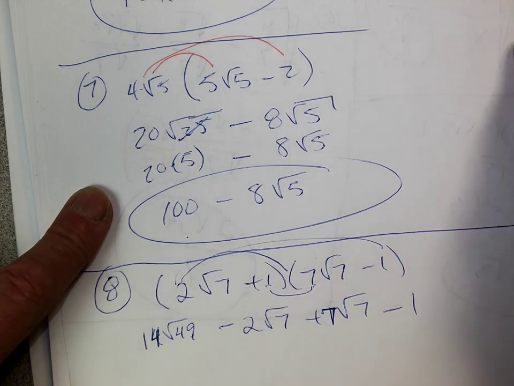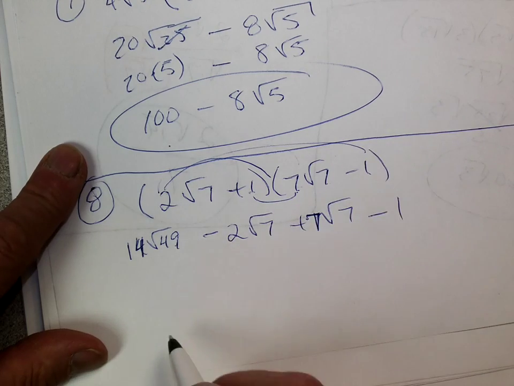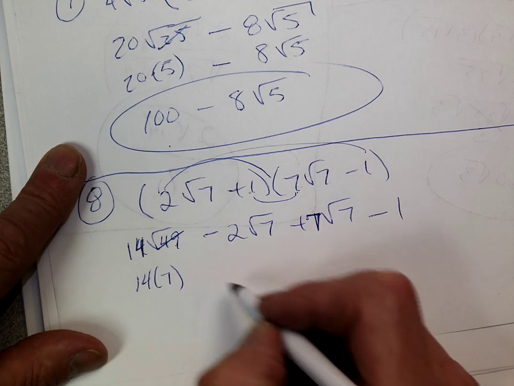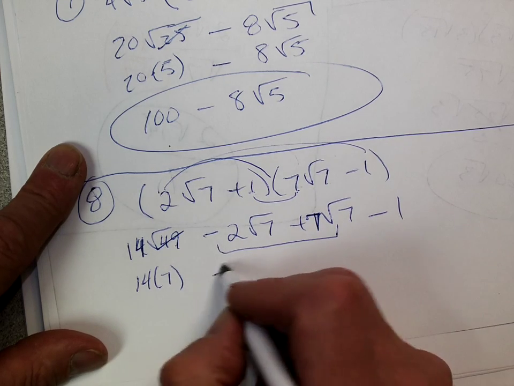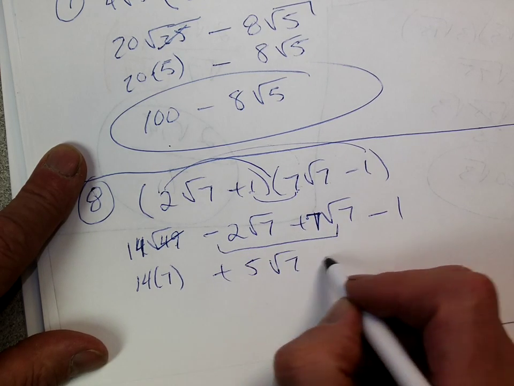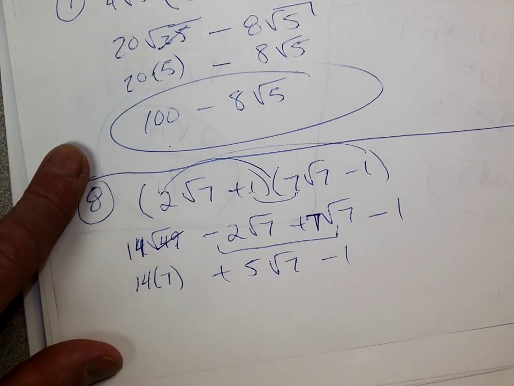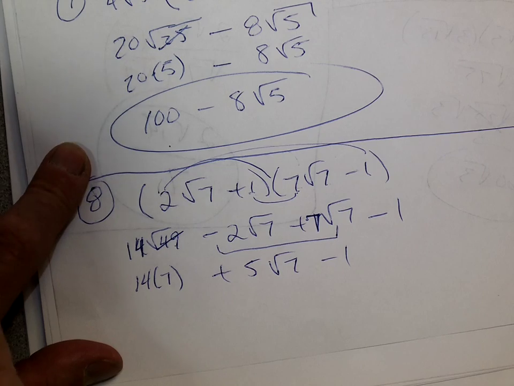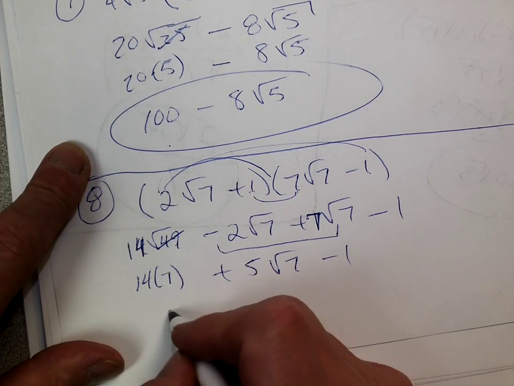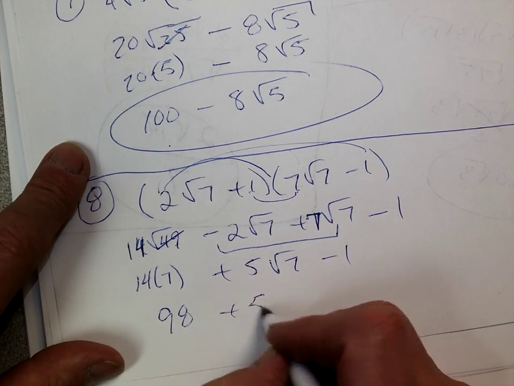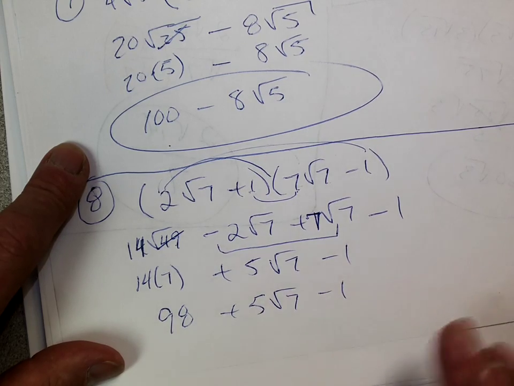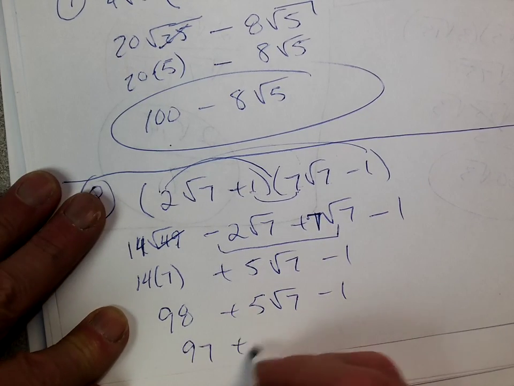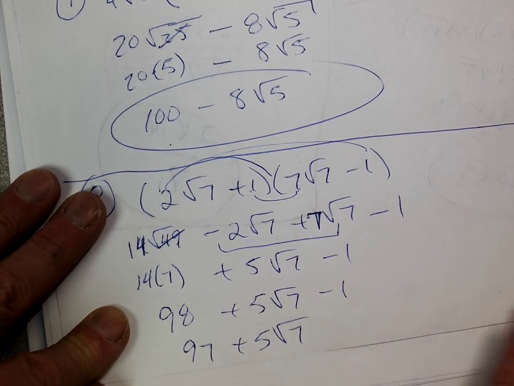Okay. Now I can do more. The square root of 49 is 7, so I'll have 14 times 7. These two combine to make a positive 5 square roots of 7 minus 1. 14 times 7, I think, is 98. 14 times 7, 98, yep, 98. 98 plus 5 square roots of 7 minus 1. I can put the negative 1 and the 98 together to make 97 plus 5 square roots of 7. And that's it.